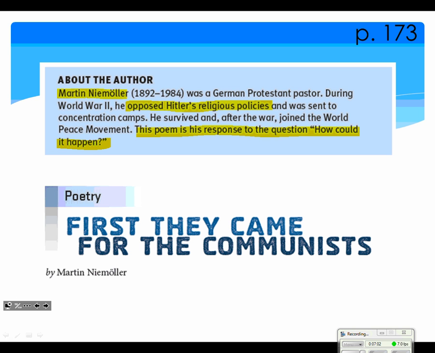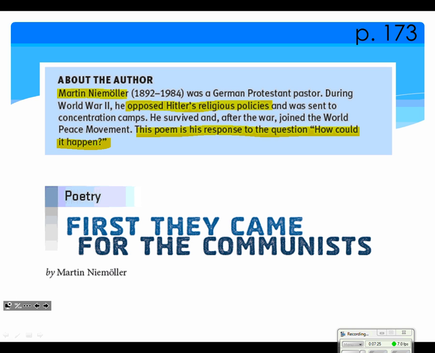And remember, if anyone was in opposition of Hitler or the Nazi ideals, you were going to be shown that you were wrong. So he was taken to a concentration camp. He was fortunate enough to survive. And he wrote this poem in response to one of those time-old questions, how could this happen? How could people allow 11 million individuals to be slaughtered?